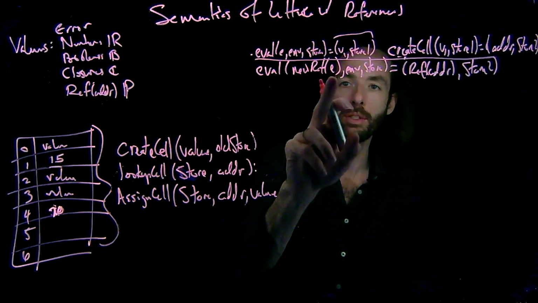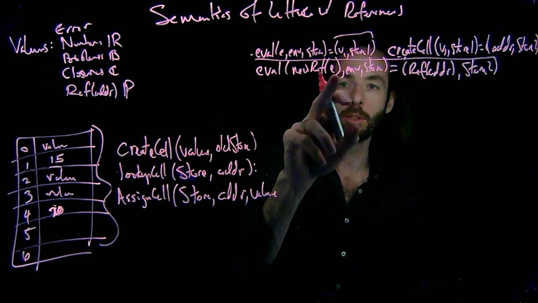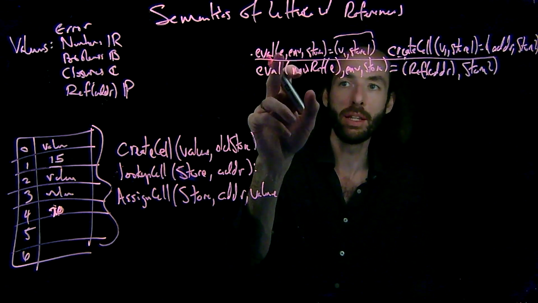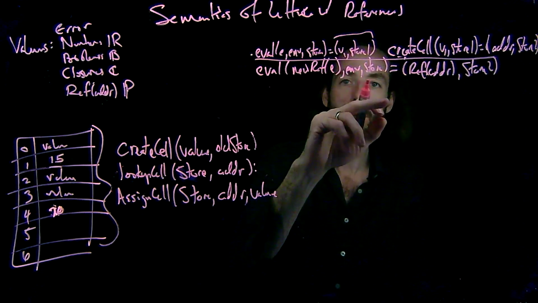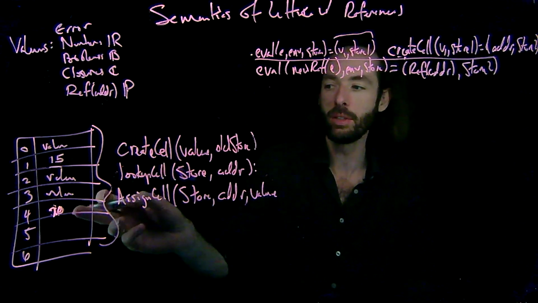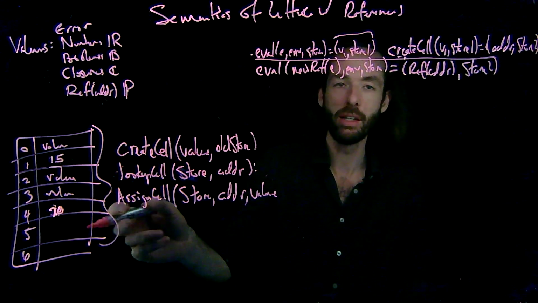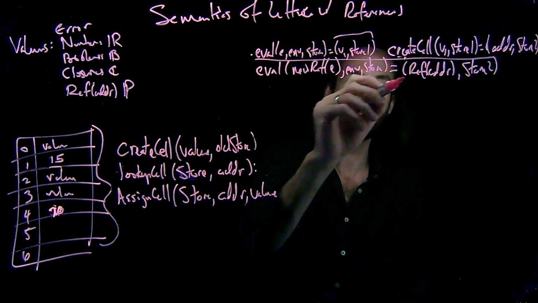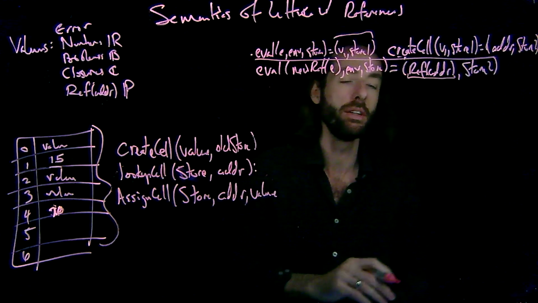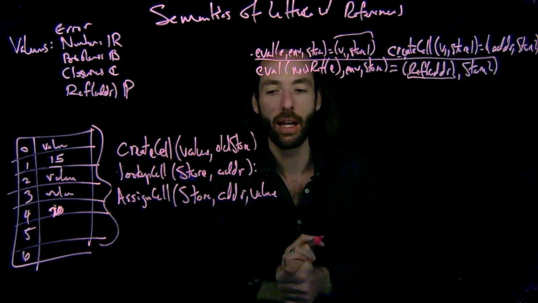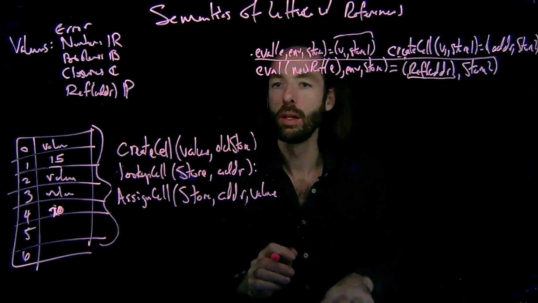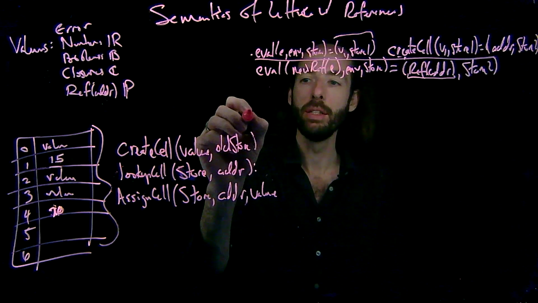All right, so this seems pretty straightforward. To make a new ref with some value, some expression for some value, we evaluate that expression, we get a value out, and then we create a new cell in our store, put that value there, and get an address back. And new ref should give us a reference to that address. Okay, what about deref?